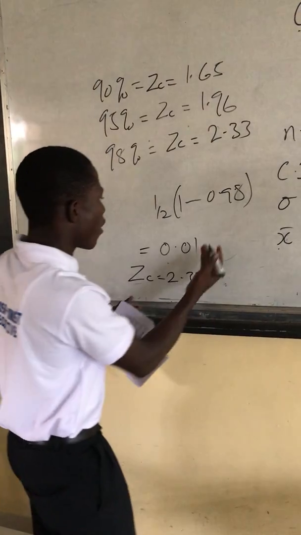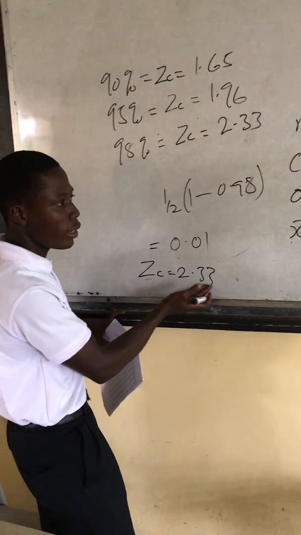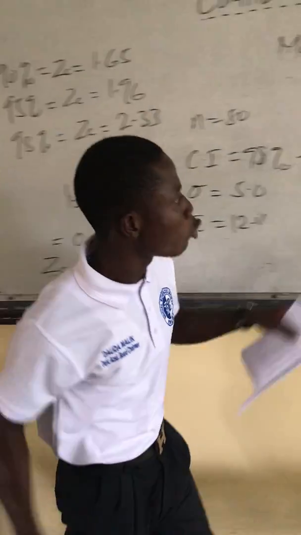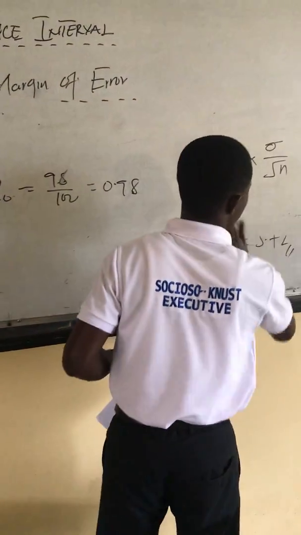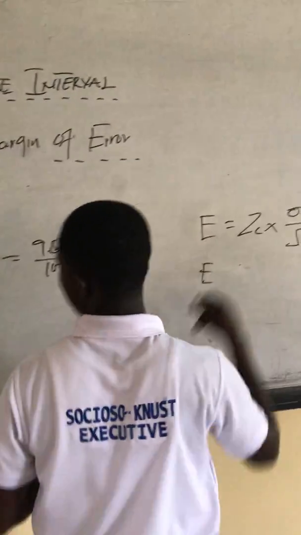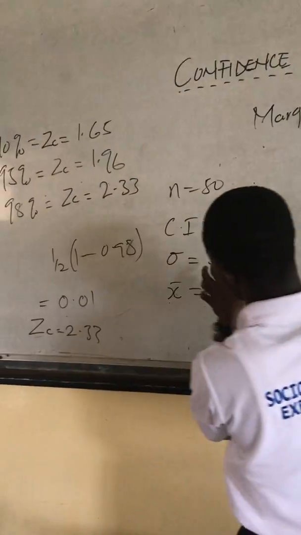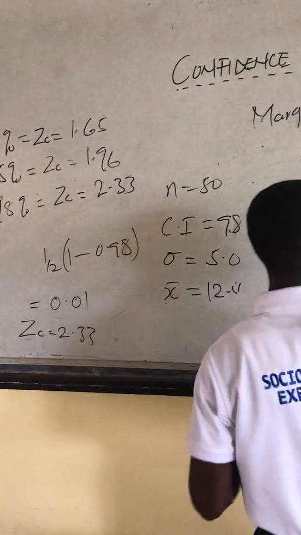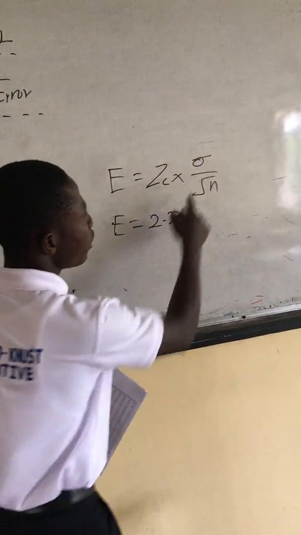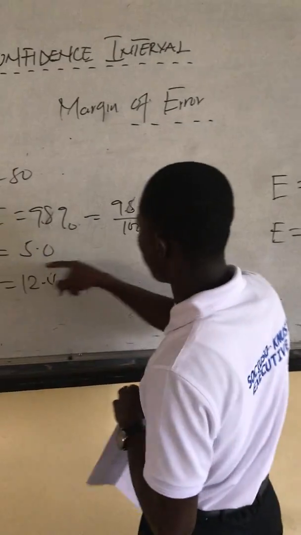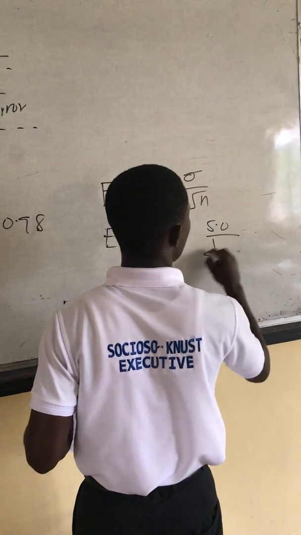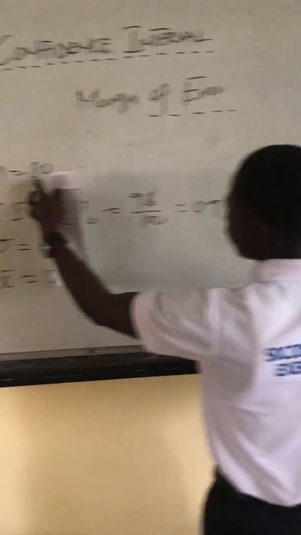So right now I have my Z of C as 2.33. So I'll just go and put it into the margin of error here. So you come here, then E equal to Z of C. And my Z of C for the 98% confidence interval is 2.33. So 2.33 times standard deviation. Standard deviation here is 5.0. So 5.0 over root of n. My n is what? Is 50.